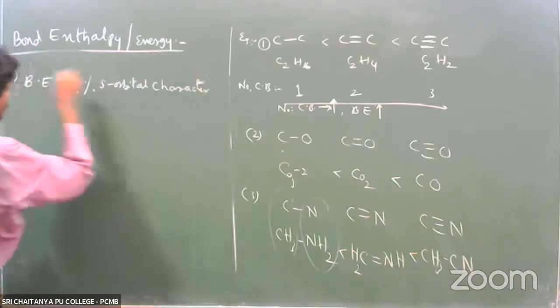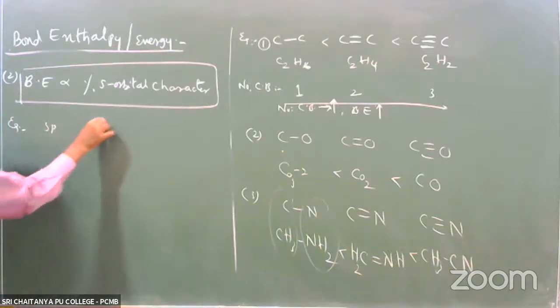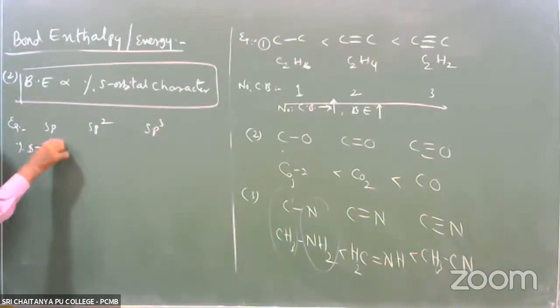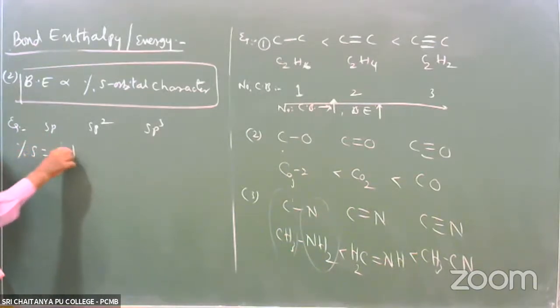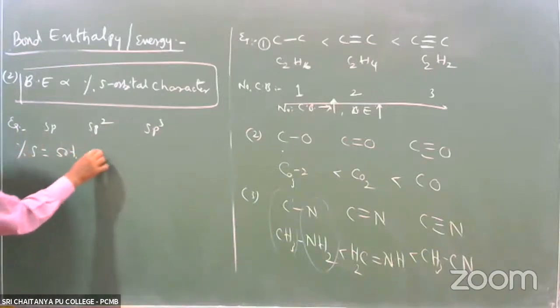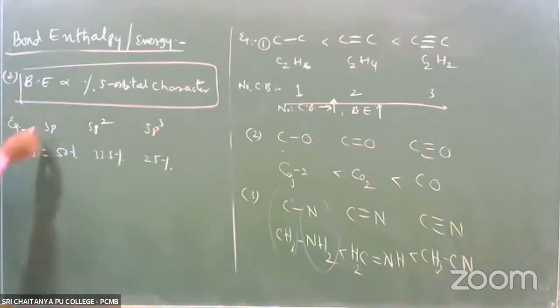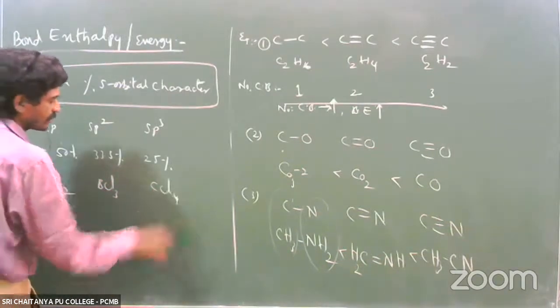Percentage of s orbital character. For example, if you take sp, sp2, sp3 hybridization, the percentage of s orbital character is 50%, 33.3%, and 25% respectively. For example, they give beryllium chloride, boron trichloride and carbon tetrachloride.